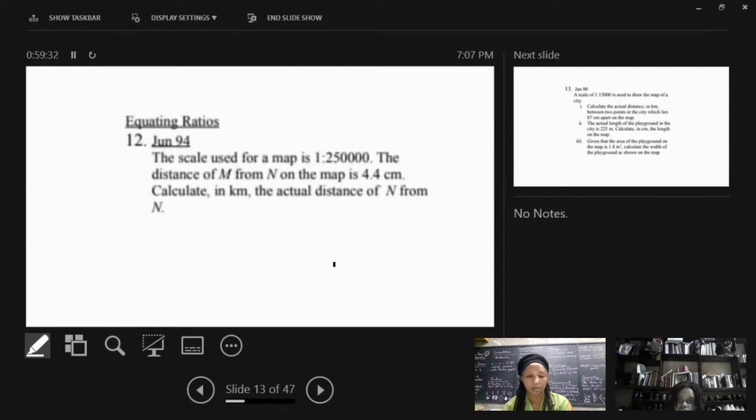Number 12. The scale used for a map is 1 to 250,000. The distance of M from N on the map is 4.4 centimeters. Calculate in kilometers the actual distance of N from M. It should be N from M. Yeah.